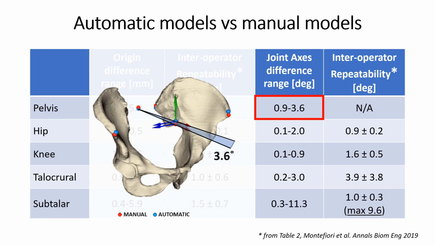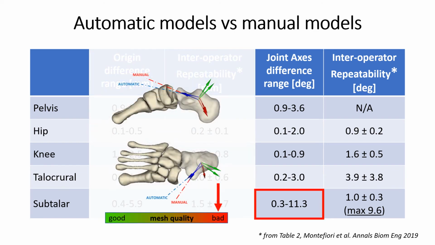Finally, we found maximum differences up to 11 degrees for the subtalar joint axis. This result was attributed to the very low quality of the processed mesh, and it is not too far away from the maximum variations reported by Montefiore, which were around 10 degrees.